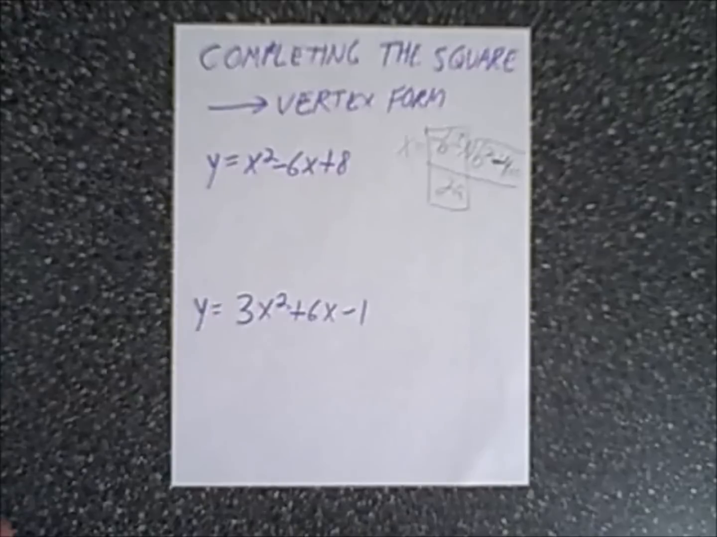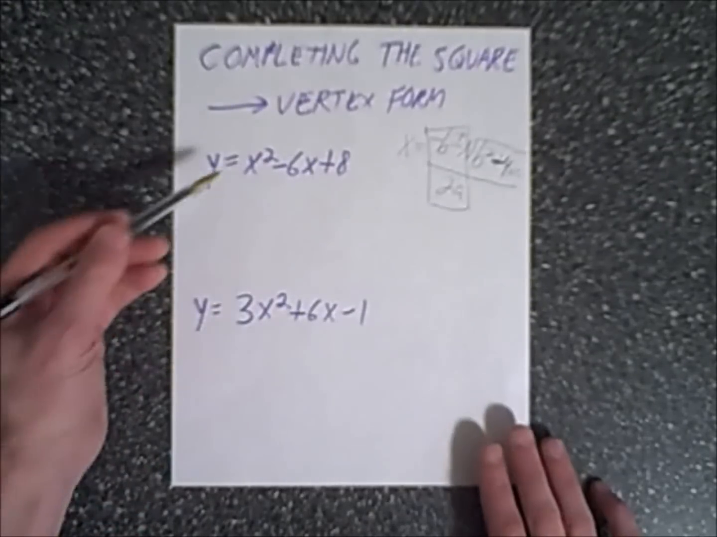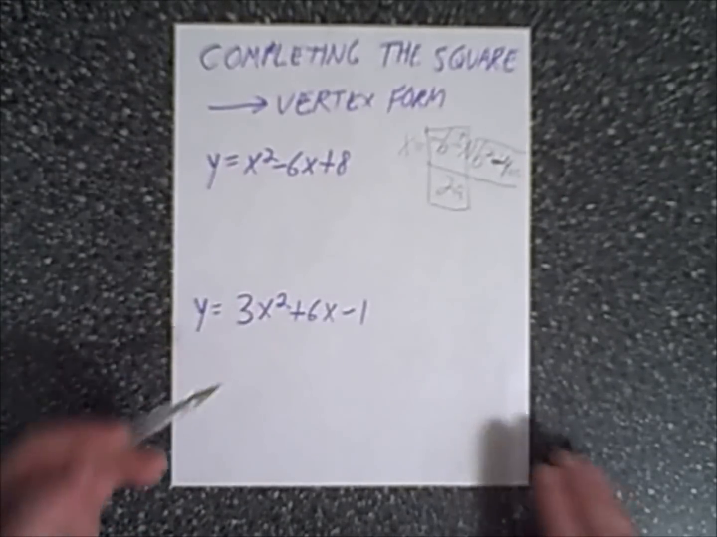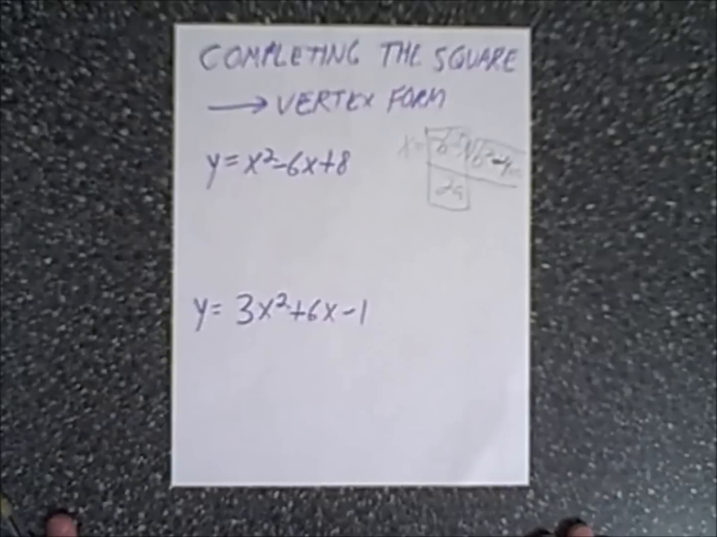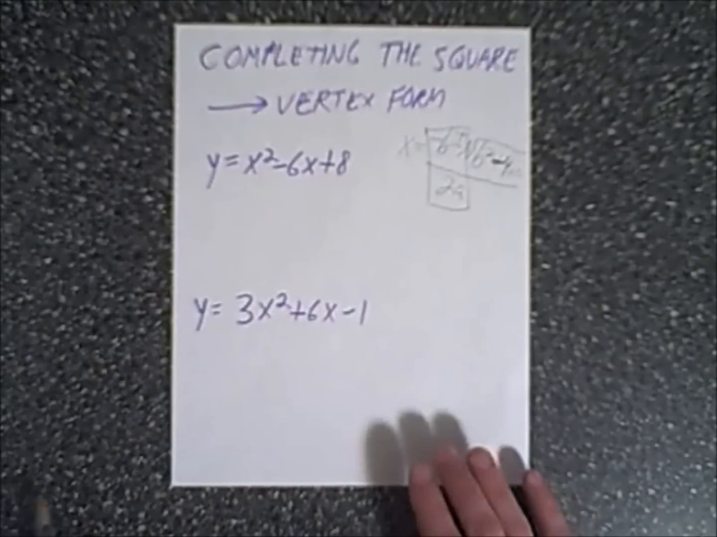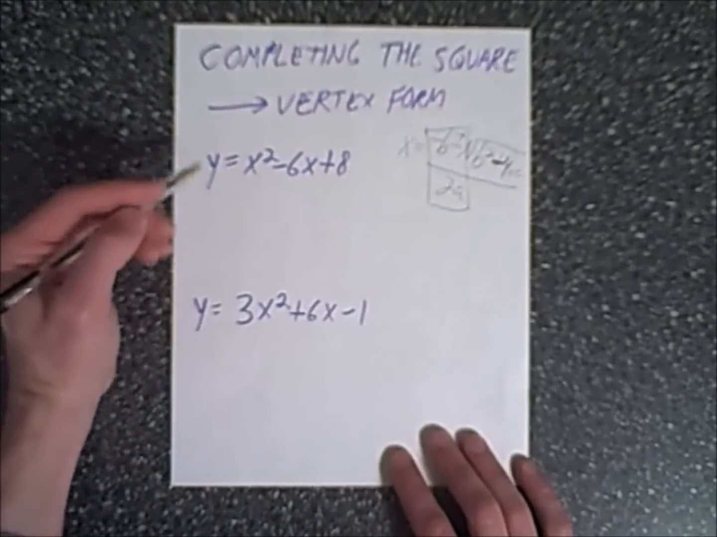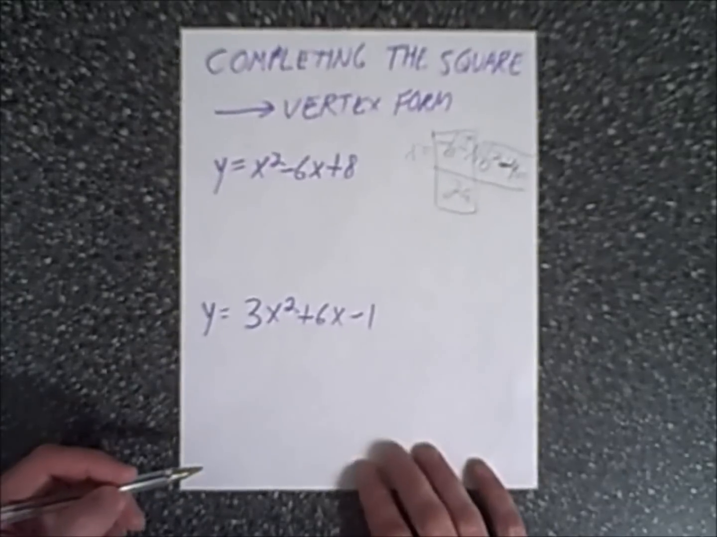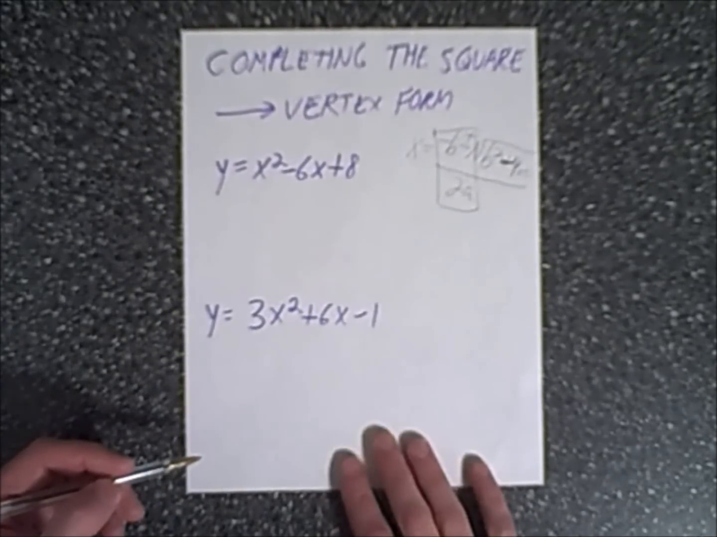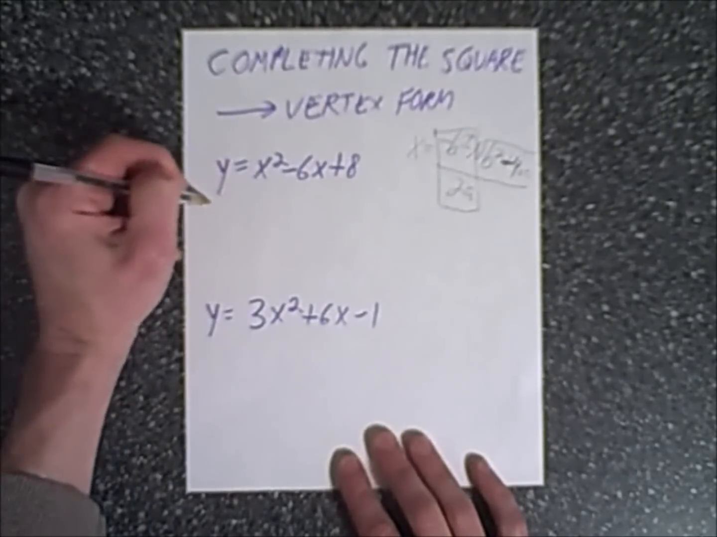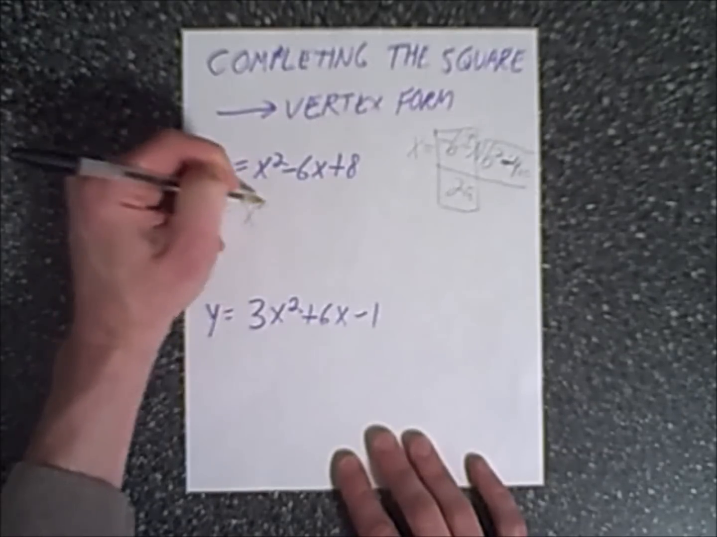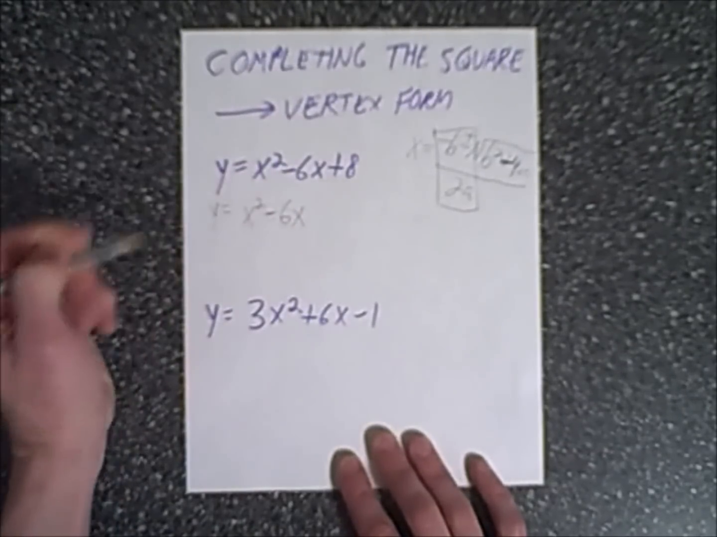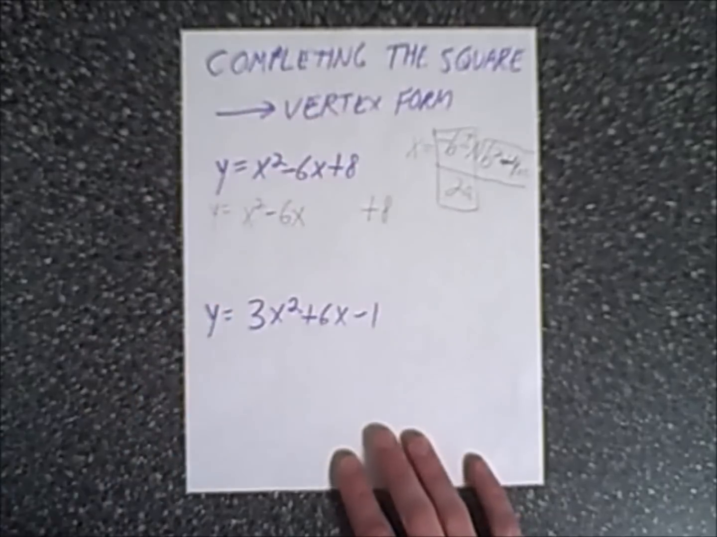And then look at these two examples that are in standard form. What I'm going to do is convert them to vertex form using completing the square. So let's take a look at the first example: y equals x squared minus 6x plus 8. If you recall from completing the square, I like to take the x's by themselves, so x squared minus 6x, and put the 8 over here.